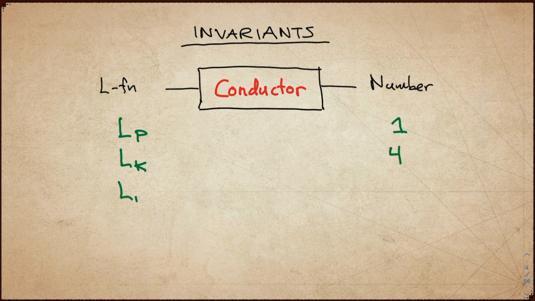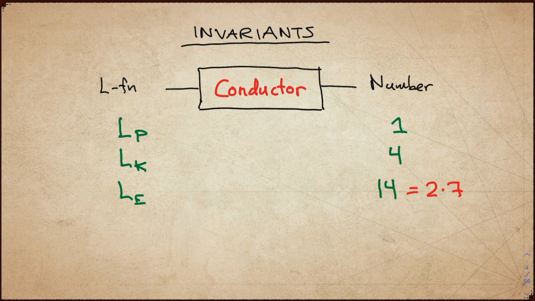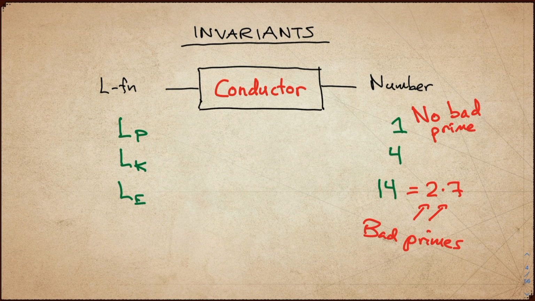In our example, the elliptic curve L function, the conductor is 14. Now, 14 is 2 times 7. Maybe you recall that the bad primes for this L function were 2 and 7. And this is a general feature of the conductor. Its prime divisors are precisely the bad primes for that L function. The Riemann zeta function has no bad primes.